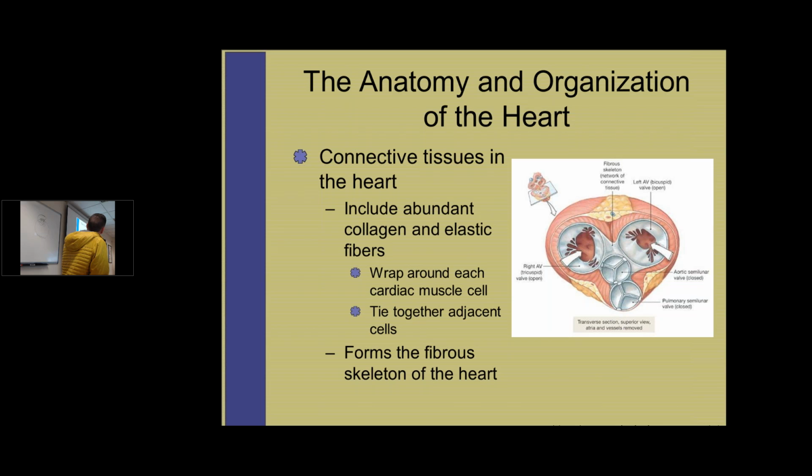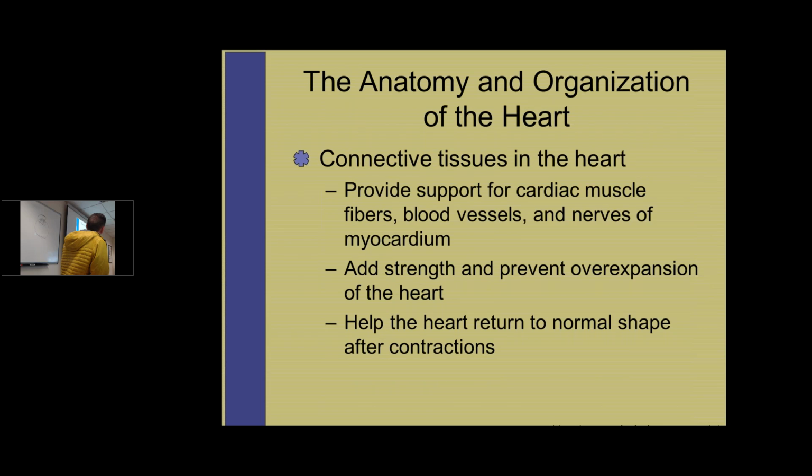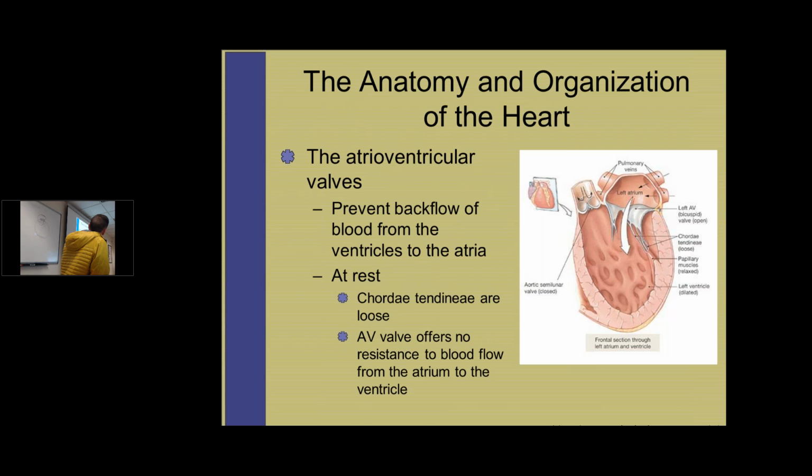So we talked about this. All the connective tissues help stabilize. They both wrap around and stabilize the location of the muscle cells, and they tie everything together to keep all of those different chambers of the heart in place. So it's kind of the skeleton of the heart and those connective tissues. We talked about this. It's kind of more of the same on that slide.